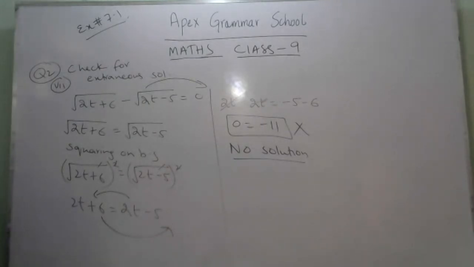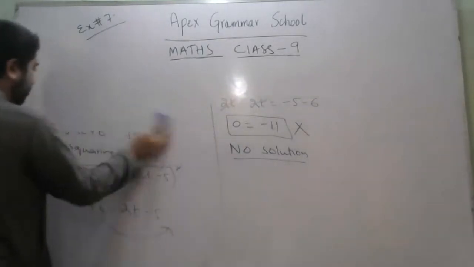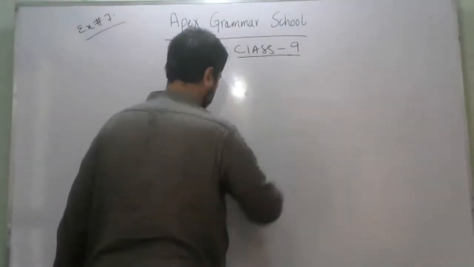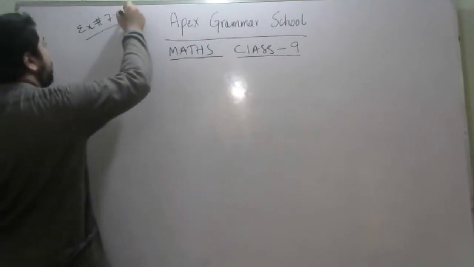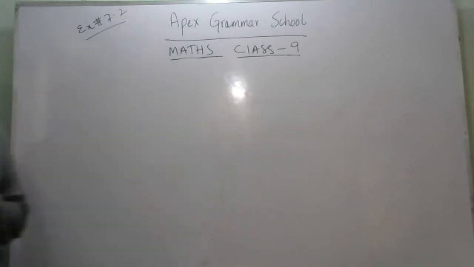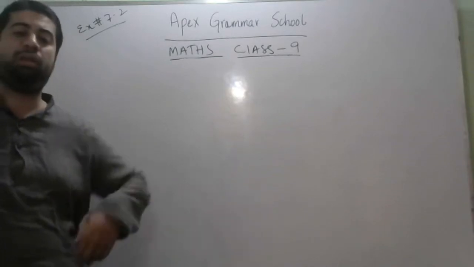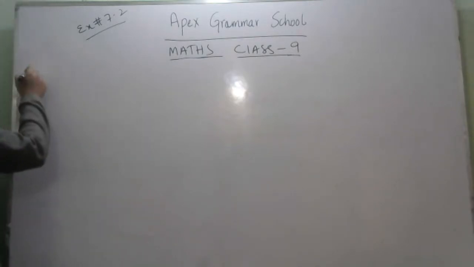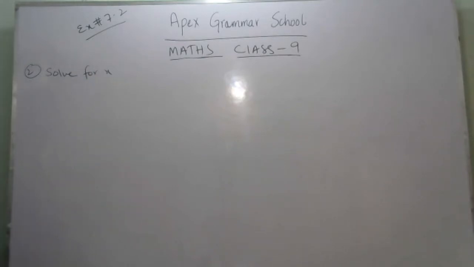Now we will solve exercise 7.2. Exercise 7.2. Question number 1 you don't need to solve, because question number 1 is for true and false, just leave it. Question number 2 are proper questions, solve for x. These are absolute values.